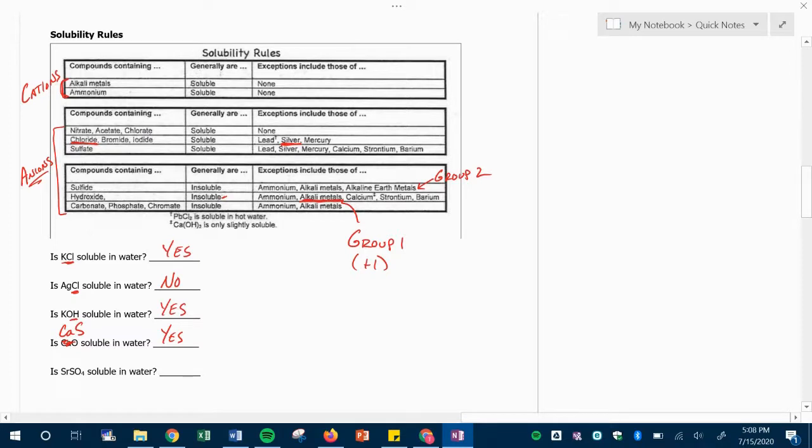All right, let's look at one more example before we move on to looking at it for reactions. Is SrSO4 soluble in water? Let's look at SO4, which is sulfate, and find it in our list. It says compounds containing sulfate generally are soluble except lead, silver, mercury, calcium, strontium, and barium. Strontium is listed as one of those exceptions, which means it's not soluble. It's insoluble. So this is no. All right, that's it for this part. Now let's look at how it relates to figuring out reactions.